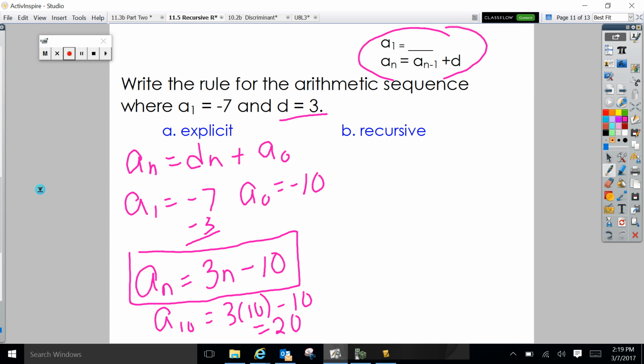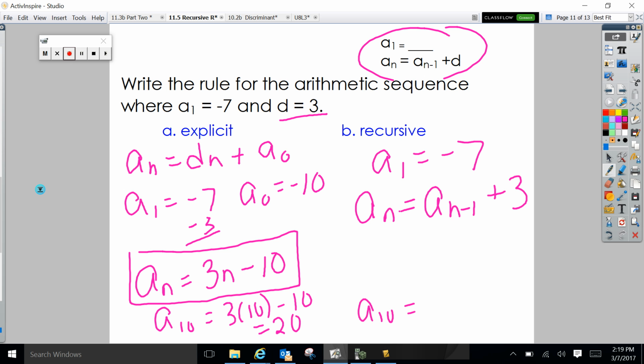For recursive, you use this new formula here. You have to give me first, the first term is negative 7. Then the rule is the previous term plus your d. So just take the previous term plus 3. In order to find the 10th term now, you'd have to first find the second term by adding negative 7 plus 3. Then use that term to find the third term, then find the fourth term, and so forth. So this one you have to go in order.